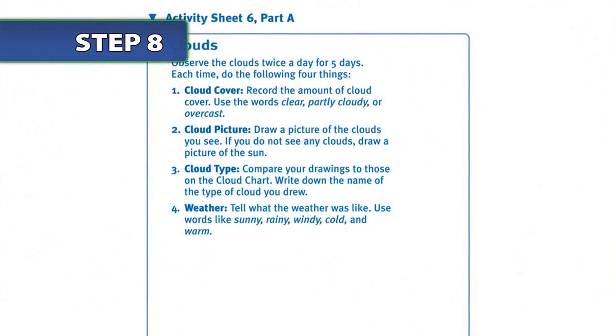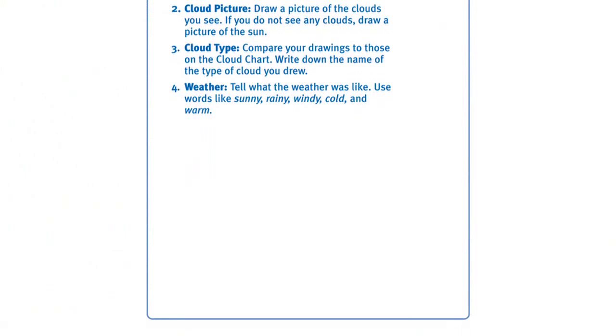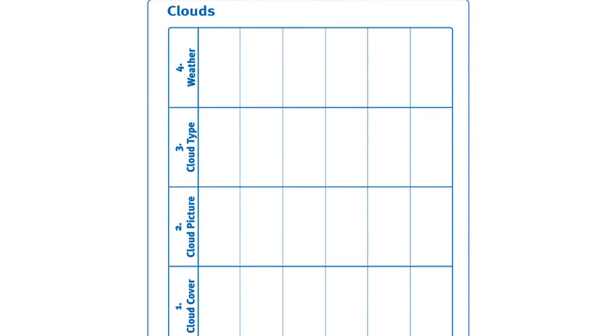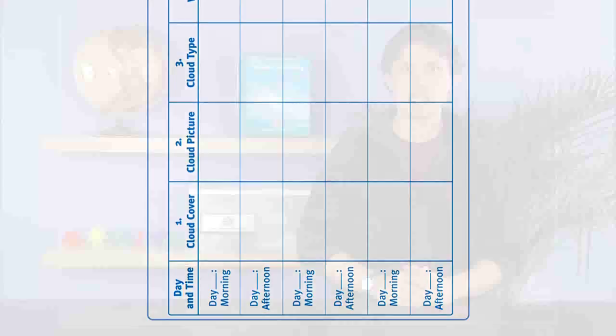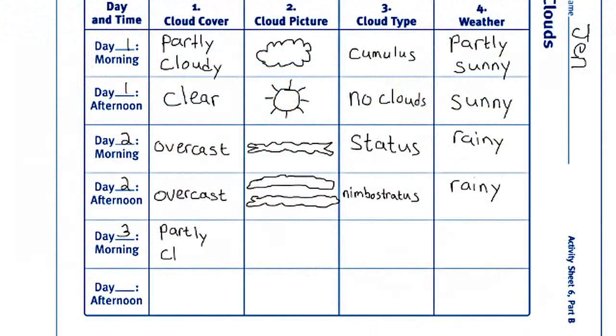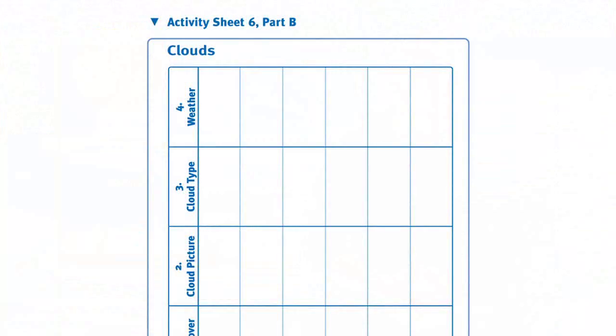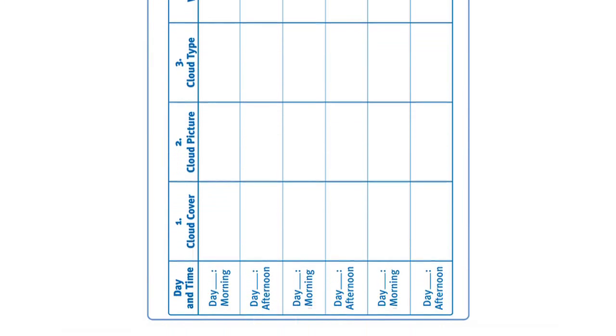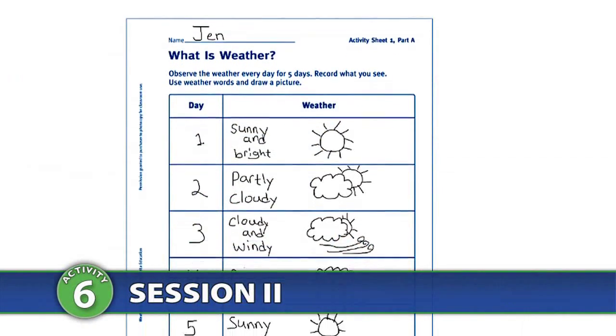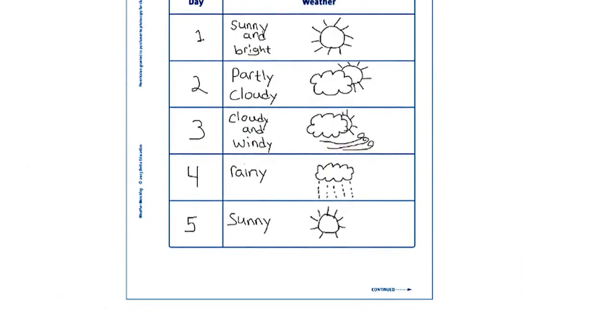Next, distribute a copy of Activity Sheet 6, Part A, and the first copy of Activity Sheet 6, Part B to each student. Then, bring students outdoors twice a day for 5 days to observe the clouds. Students should record their observations on their activity sheets. To conclude Session 1, distribute the second copy of Activity Sheet 6, Part B at the start of the 4th day. To prepare for Session 2, students will need their activity sheets and cloud charts from Session 1.